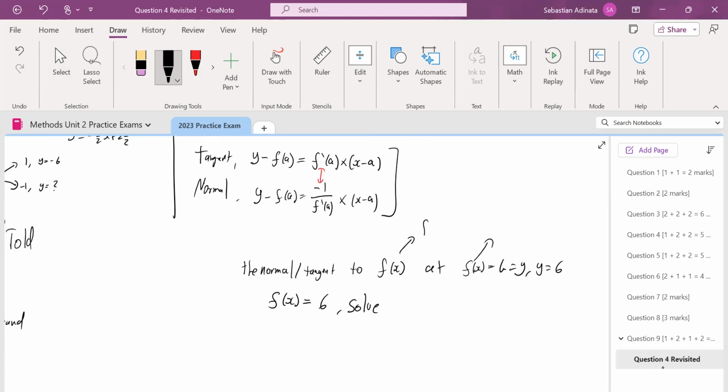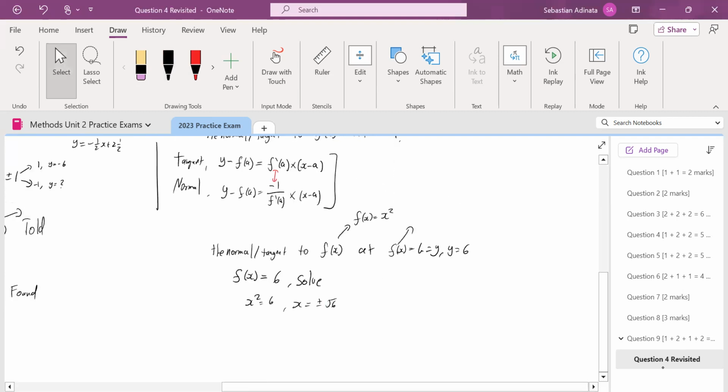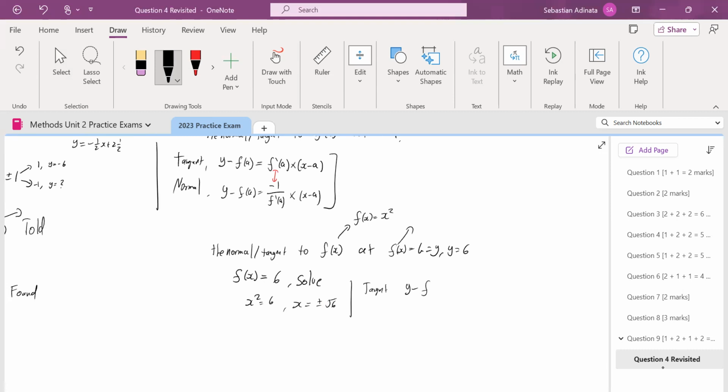So for example, if f of x is equal to x squared, you'd have to solve x squared equals 6, x equals plus or minus √6, and there'd be two different tangents and two different normals. We'll start with the tangents. Y minus f of √6 equals f dash of √6 times x minus √6.